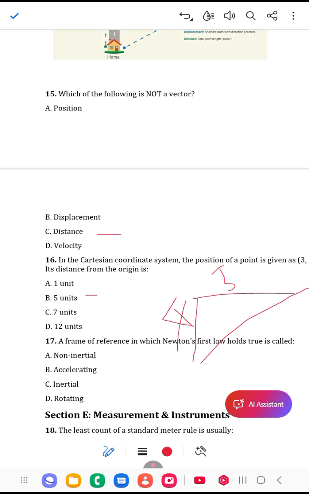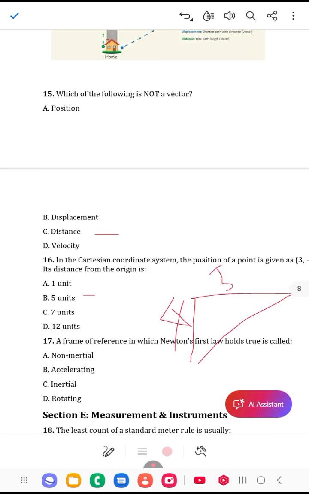Now number 17. A frame of reference in which Newton's first law holds is. The answer is C. Newton's first law is also called the law of inertia.